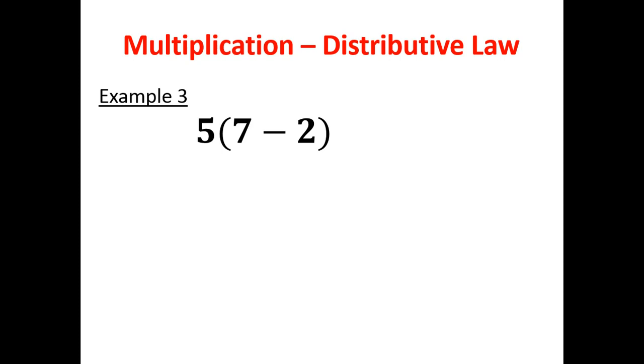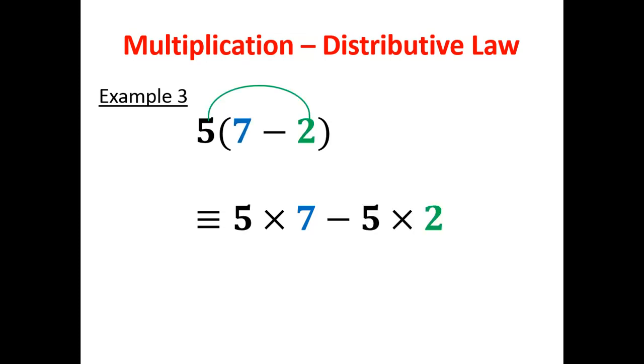Right, example 3, have a look at this one. Notice there's no times after the 5 and before the brackets. In mathematics we don't put a times quite often. So this here means 5 times brackets 7 minus 2. So it's the same as what we've just done, but there's no times, and you need to remember there is a times there. So we need to go 5 times 7, take away 5 times 2. So 5 bracket 7 minus 2 is equivalent to 5 times 7, take away 5 times 2.